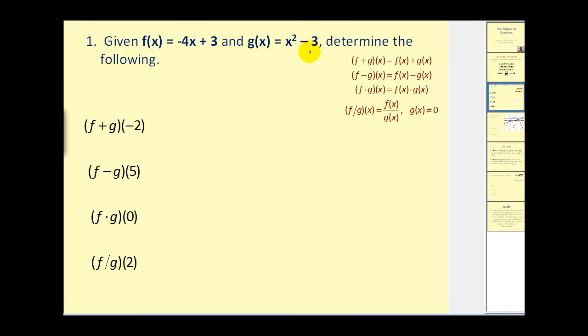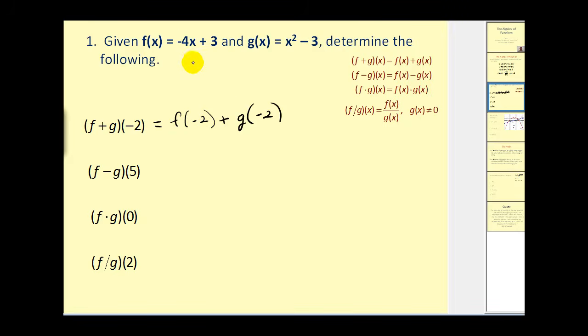If we're given two functions, we should be able to find the sum, difference, product, and quotient of the functions at a specific value of x. So by applying these definitions, we know that (f + g)(−2) is equal to f(−2) plus g(−2). So now we just have to perform our substitution into each function and then find the sum.